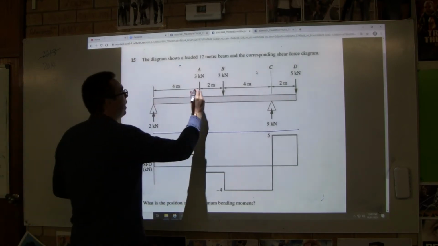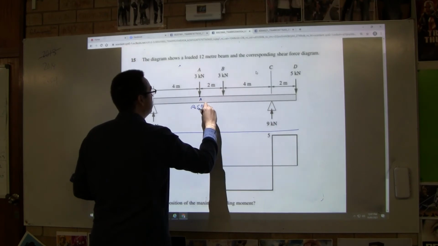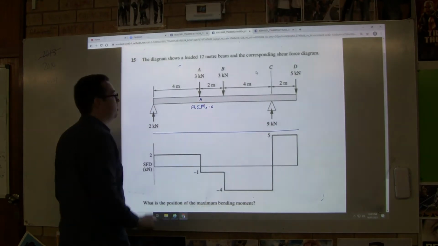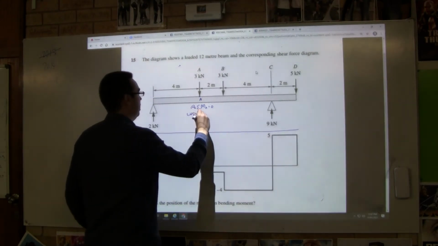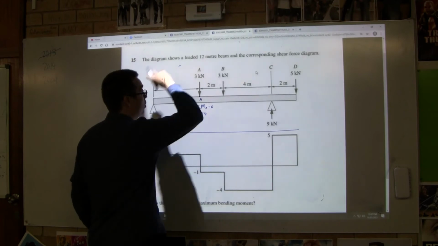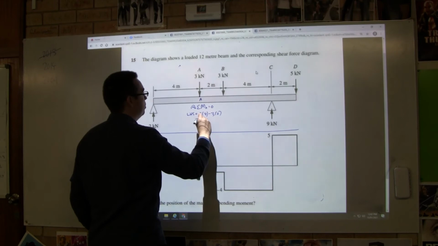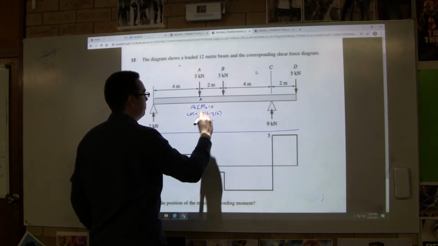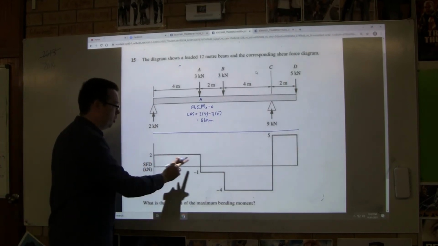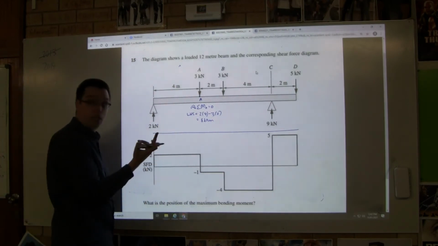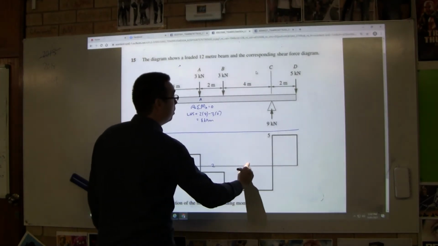If I took the moment at location A, the sum of the moments measured at A equals 0, and if I took the left-hand side, I'd have 2 multiplied by 4 clockwise minus 3 brackets 0 equals 8 kilonewton meters. Are you okay with that? Now let's have a look at our diagram. Here we have 2 times 4 meters equals 8. I'm going to write the distances here just to help us. 2, 4, 2.